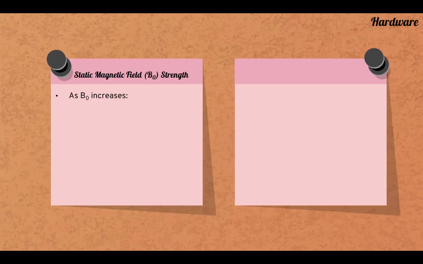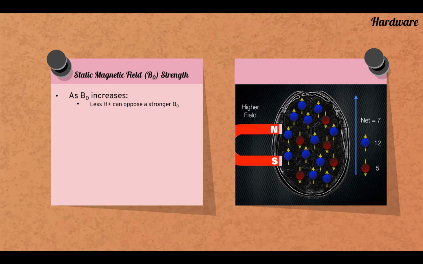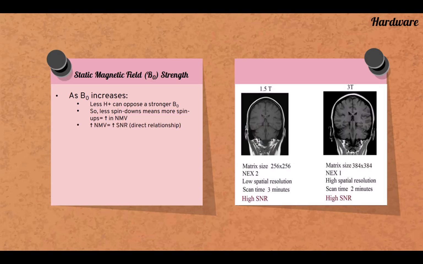Static magnetic field strength, B sub 0. As B sub 0 increases, less hydrogen spins can oppose a stronger static magnetic field. So less spin downs means more spin ups, and the excess spin ups increases the net magnetic vector. As the net magnetic vector increases, so does the SNR. There's a direct relationship. As you can see from the image to the right, with a 3 Tesla magnet, you get higher signal in the white matter and in the fat compared to a 1.5 Tesla, where the white matter and the fat are not as hyperintense.